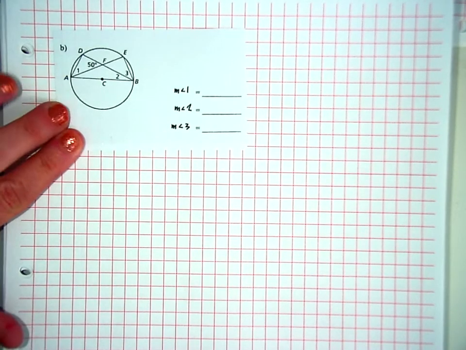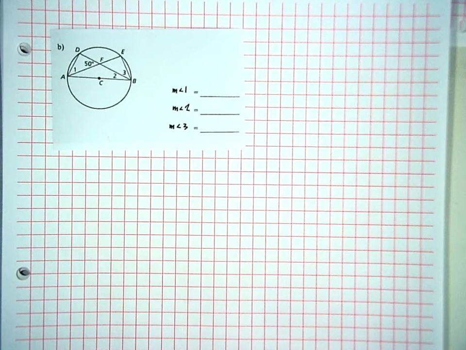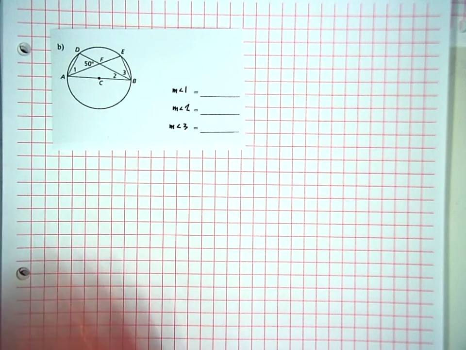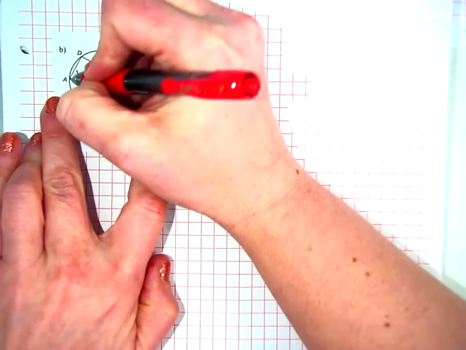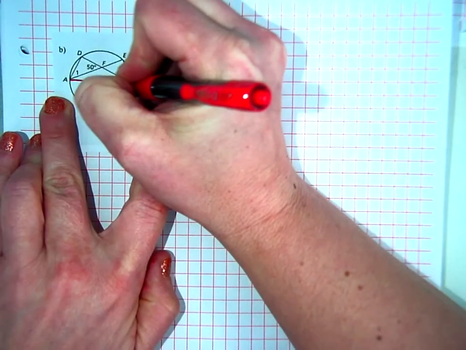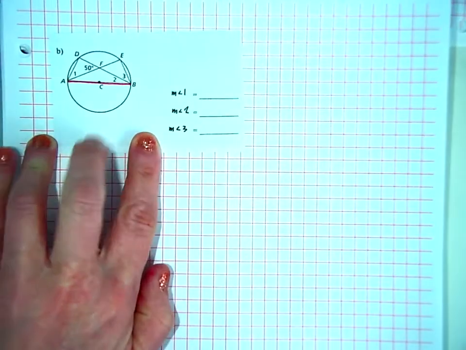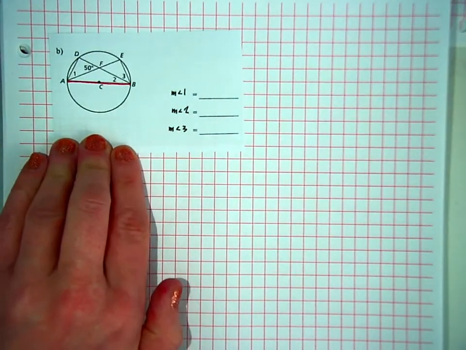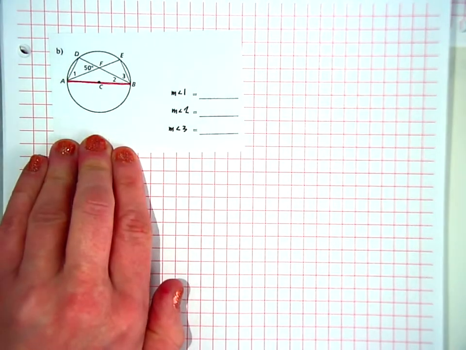Okay, so first off, I'm just looking at my picture and I'm trying to fill in my missing information. What I can absolutely see right now is that this segment right here is a chord that's passing through the center of the circle. So I know that segment AB has to be a diameter.